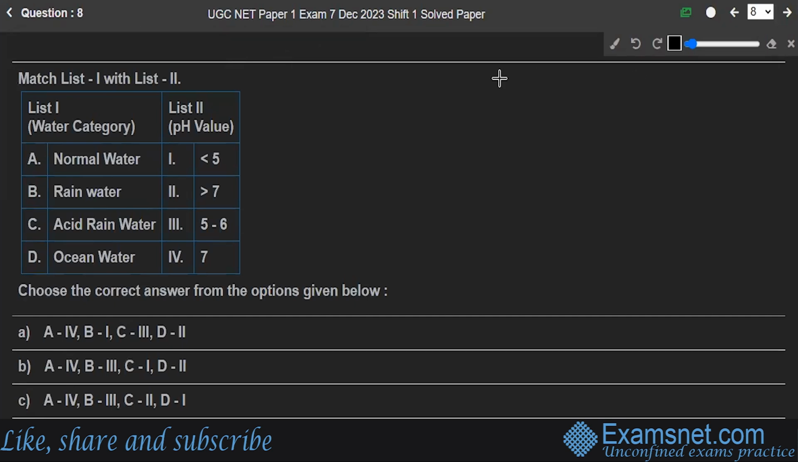So now you have to match list 1 with list 2. List 1 has your water category and list 2 has your pH value. The very first one, normal water. Normal water is the water that has a pH of 7. That is your number 4. Pure water has a pH of 7, which means the water is neither acidic nor alkaline.